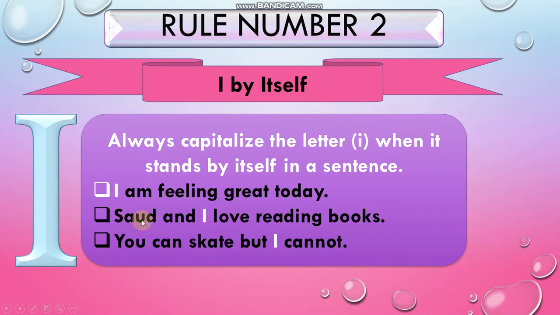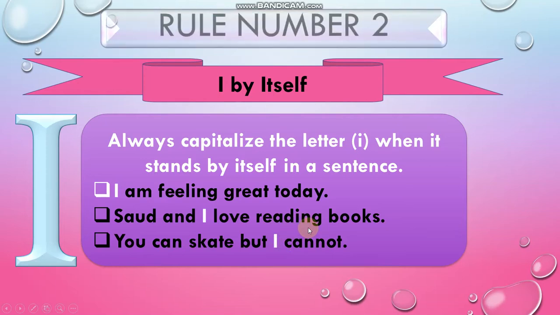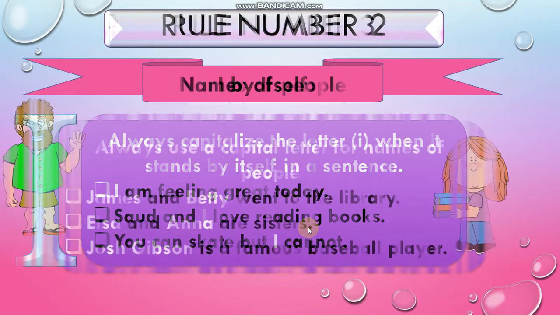Number 2, "Sam and I love reading books." Now, how did I write my I? Is it a small letter or a capital letter? It's a capital letter because, remember the rule, I by itself is always capital. "You can skate, but I cannot." Again, I is by itself, so we make it capital. That's a simple rule and I hope you remember it.